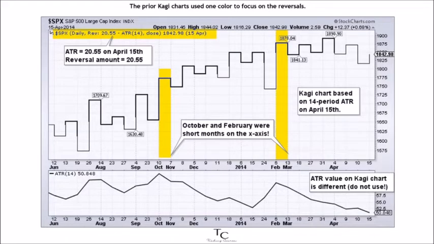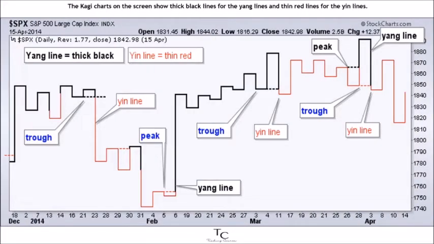The prior Kagi charts used one color to focus on the reversals. The Kagi charts on the screen show thick black lines for the Yang lines and thin red lines for the Yin lines. Note that a Kagi peak or trough forms whenever there is a reversal, which is marked by a small horizontal line. A Yang line forms when a Kagi line breaks above the prior peak. A Yin line forms when a Kagi line breaks below the prior trough.